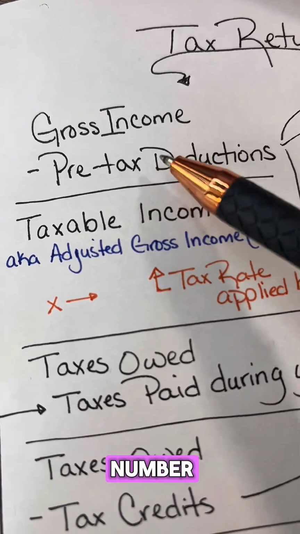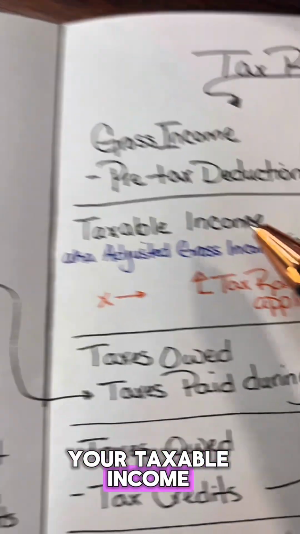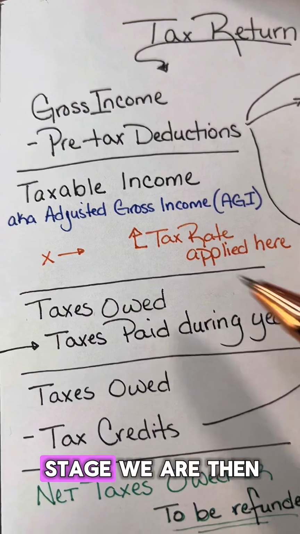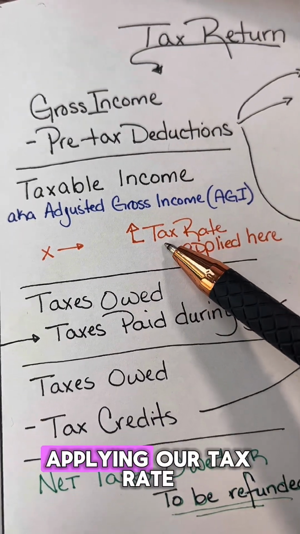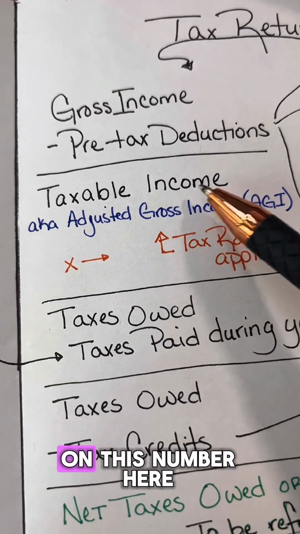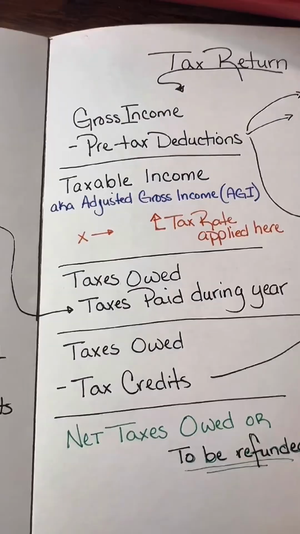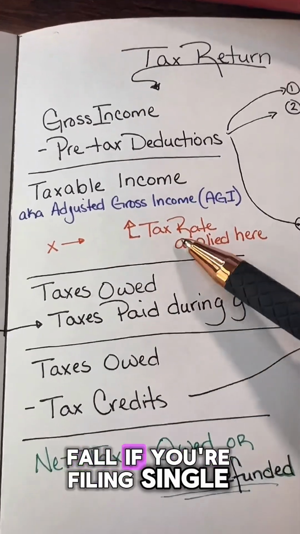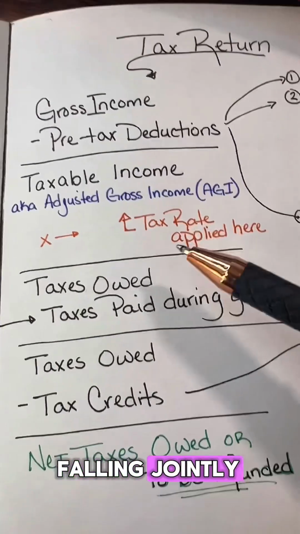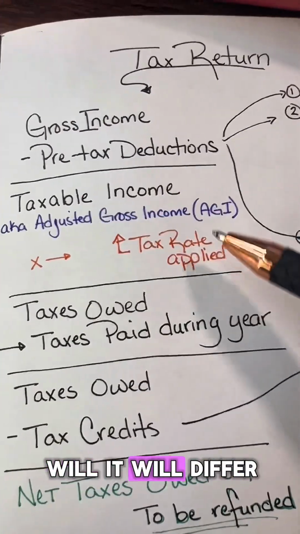We're not going to get too deep into that, but I wanted you to know what all goes into this pre-tax number. So you take your gross income, your pre-tax, and that once again is your taxable income, the same as your paycheck. All right, and then at this stage, we are applying our tax rate, and the tax rate is going to be based on this number here, what we call adjusted gross income. Depending on the tax table and where you fall, if you're filing single, head of household, or married filing jointly, that tax rate and the amount of it will differ.